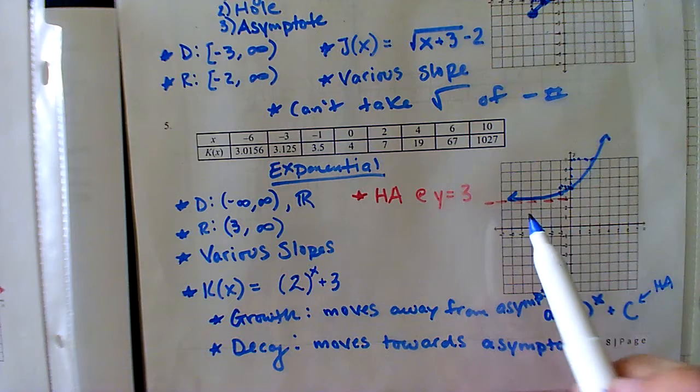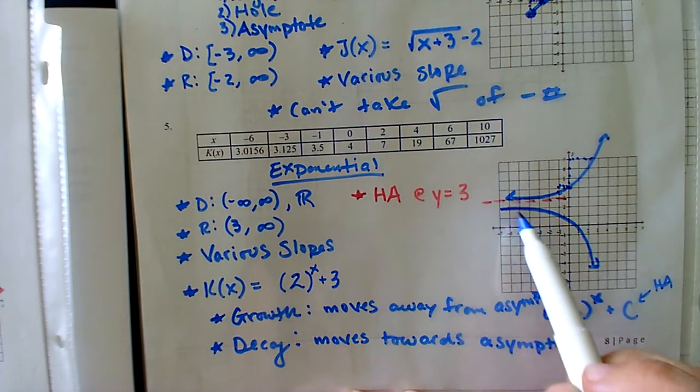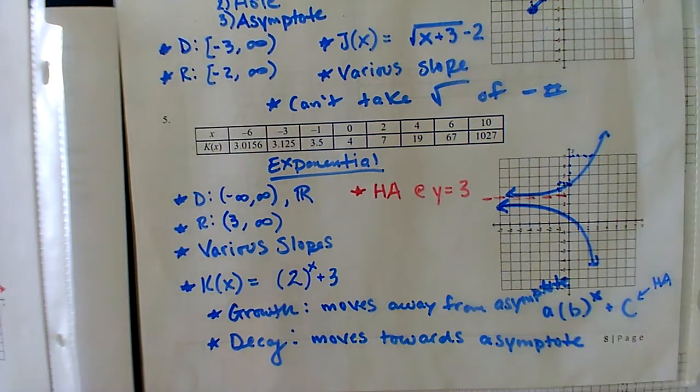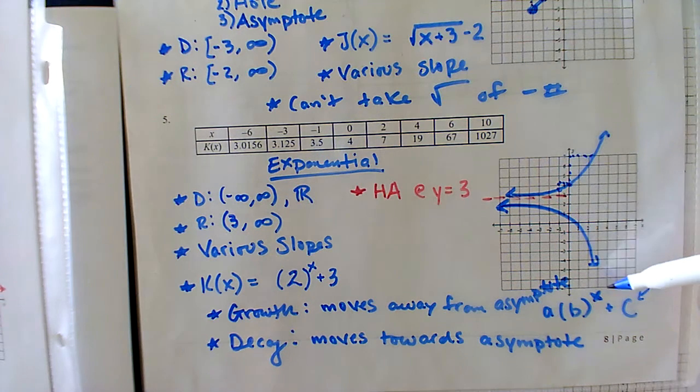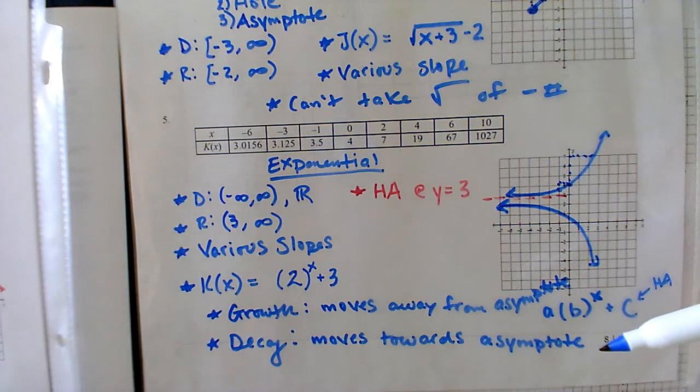Growth, right? Okay. What if I changed it a bit? What if I did this? Is that one growth or decay? As you read it from left to right, are you moving away from the asymptote or towards it? Away. We're still moving away. Okay, it's still growth, but you're just growing in the negative direction.